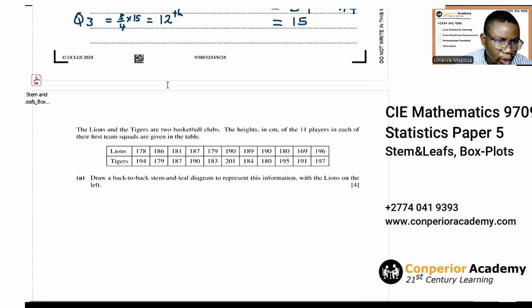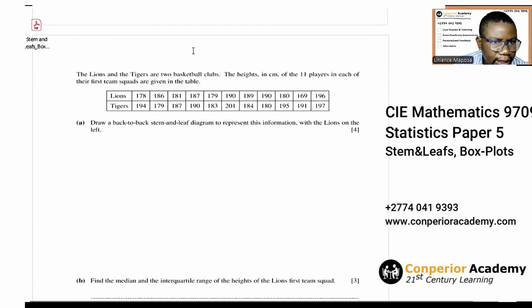Okay. So our next question says the Lions and the Tigers are two basketball clubs. The heights in centimeters of the 11 players in each of their first team squads are given in the table. So you have this table. Just check again if the data is arranged in order. You can see that the data is not arranged in order. I have 186 coming before 181. You need to sort that data.